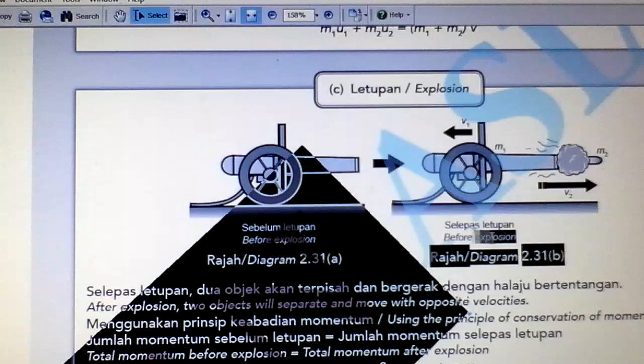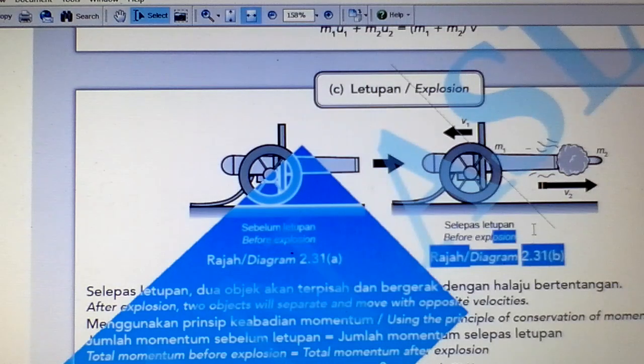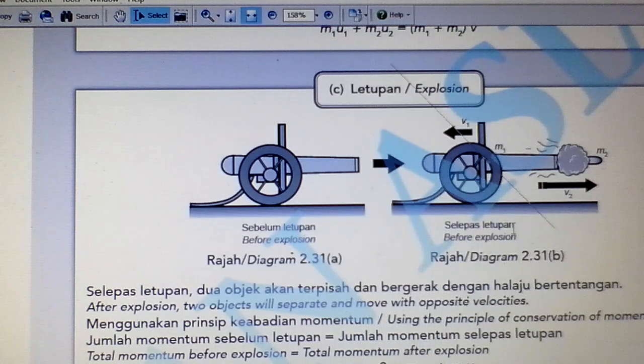This one is after the explosion. So what happened? The cannonball is fired out. The cannon moves backward. So the total momentum after the collision is also 0.